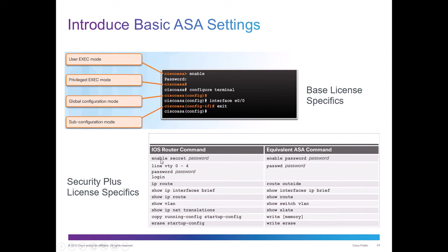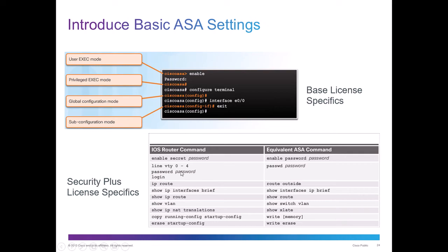For example, if you're going to type enable secret password on the router, in the ASA you just type enable password and then your password, because everything is automatically encrypted anyway. In the old router, you had a plain text password and a secret password that's encrypted. In the ASA, they're always encrypted. For line VTY, we don't have to type 3 different commands to set the Telnet password. All you have to do is type passwd and then your password.